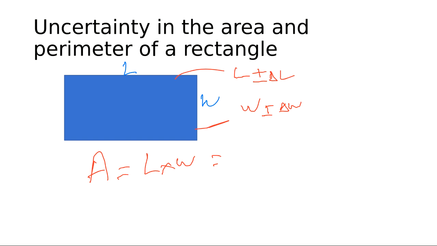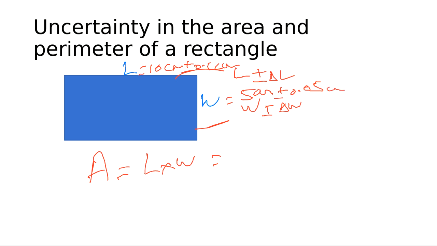So let me give you some numbers. Let's say L is 10 centimeters plus or minus 0.1 centimeters, and the width is, let's say, 5 centimeters, but let's say this one is plus or minus 0.05 centimeters. So a little bit less than 0.1.